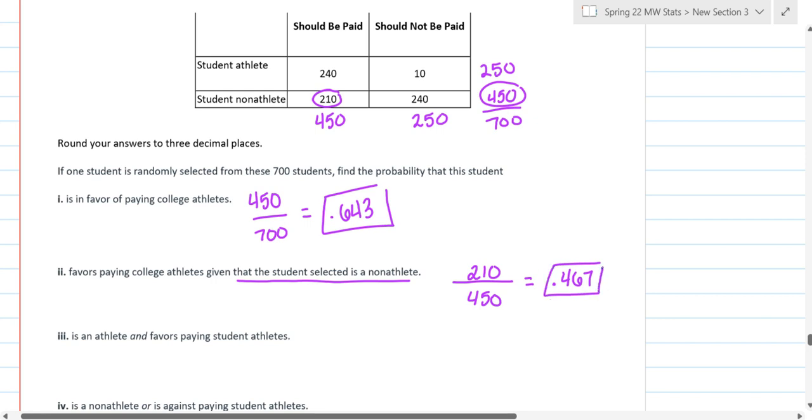Next, is an athlete and favors paying college athletes. This is out of 700. So the people that are athletes and also said yes. We're just looking here, athlete should be paid. That's this 240 right here, the athletes that said they should be paid. And that is going to be 0.343.